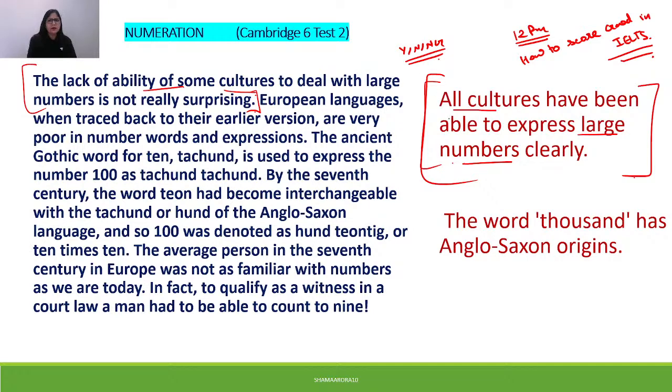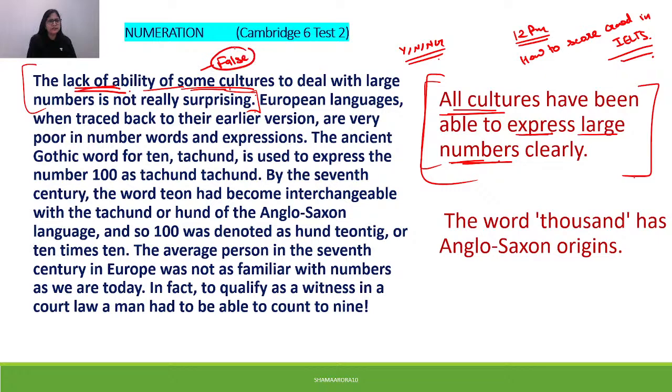Yes, Deepak, all cultures have been able to express large numbers clearly. What's being said here is that all cultures are able to express large numbers clearly, whereas here it is written that some cultures have a lack of ability to deal with large numbers. They are saying all cultures have been able to express. Here they are saying the lack of ability of some cultures. So there are some cultures which are unable to express large numbers clearly, right? So the answer for this should be false.